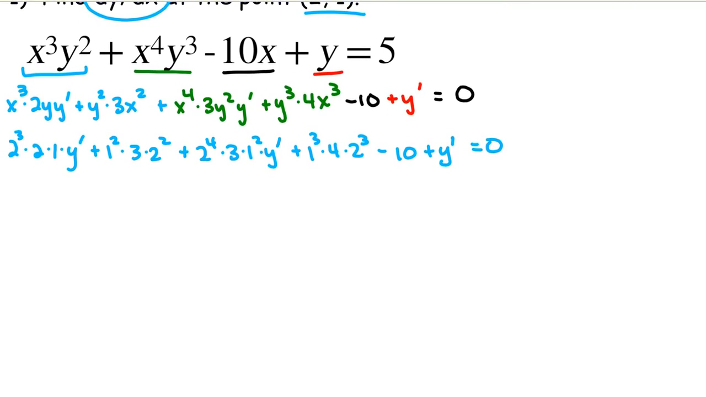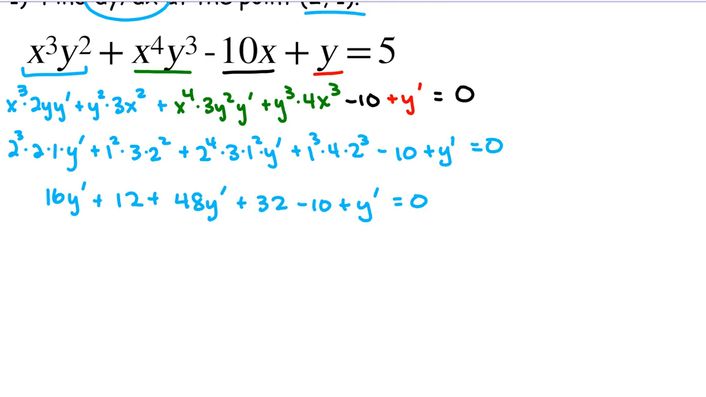Okay, let's keep going. 2 cubed times 2 times 1, that would be 16. So 16y prime plus 1 squared times 3 times 2 squared, that would be 12, plus 2 to the 4th times 3 times 1 squared. Let's see, that's 16 times 3, that's going to be 48, so 48y prime. 1 cubed times 4 times 2 cubed, that would be 32. Minus 10 plus y prime equals 0.